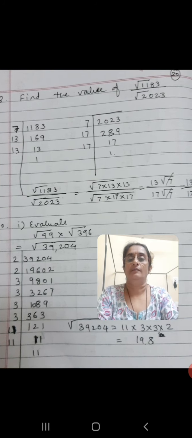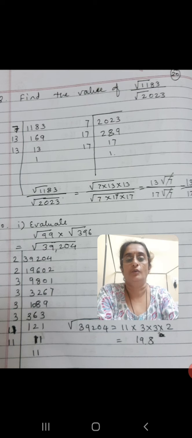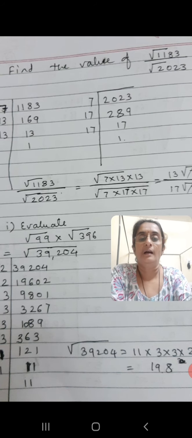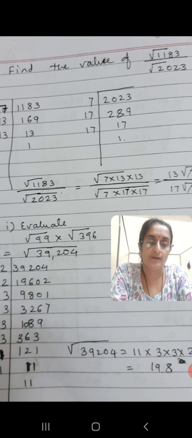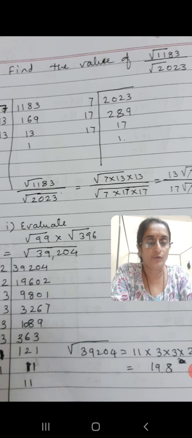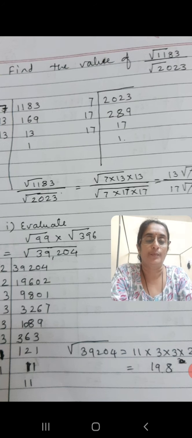One more question is given. Find the value of root 1183 upon 2023. Now the root of both the numbers you have to find out. Here I have used prime factorization because both the numbers are ending with 3, and they are not perfect squares. When you see the number, you can make out that if the number is ending with 3, it won't be a perfect square. I told you yesterday also in the previous class. Now you should know that 1183 and 2023 are not perfect squares. So I have done it with prime factorization.